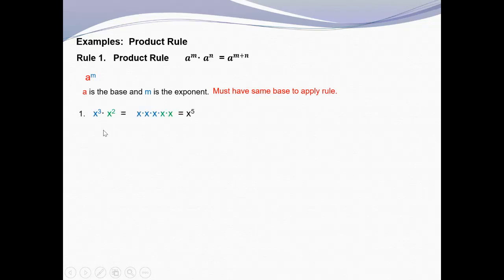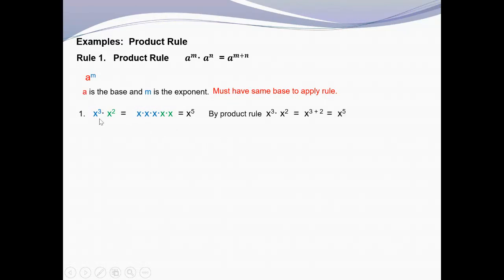Number one, if you have x to the third times x squared, this is really what you're doing. That's why I color coded them. If you have x to the third in blue, it's going to be x times x times x. And then times x squared in green is going to be x times x. So if we multiply them, it's going to be x times x times x five times. It's going to be x to the fifth power. But it's better to use the rule.